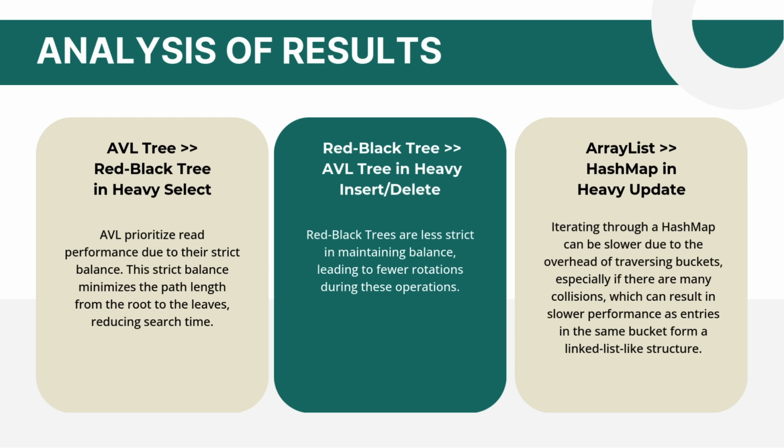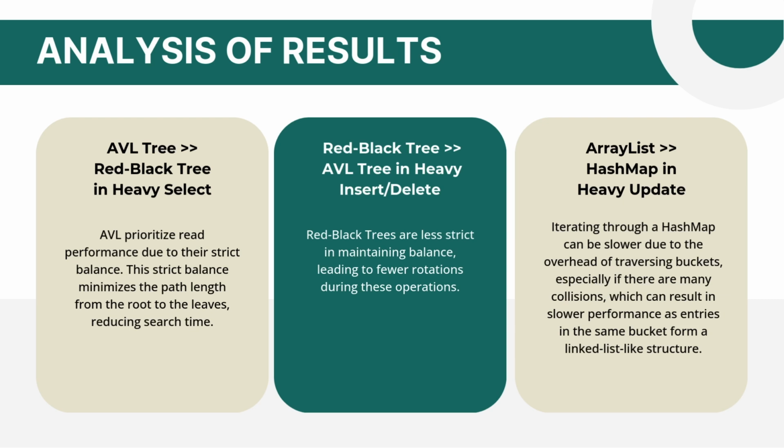So here is the analysis of our results. We found that AVL tree is much faster than red black tree in heavy select, as AVL trees prioritize read performance due to their strict balancing. This strict balance minimizes the path length from the root to the leaves and hence reduces search time. Conversely, red black trees are much faster than AVL trees in heavy insert and delete, as red black trees are less strict in maintaining balance, leading to fewer rotations during such operations.